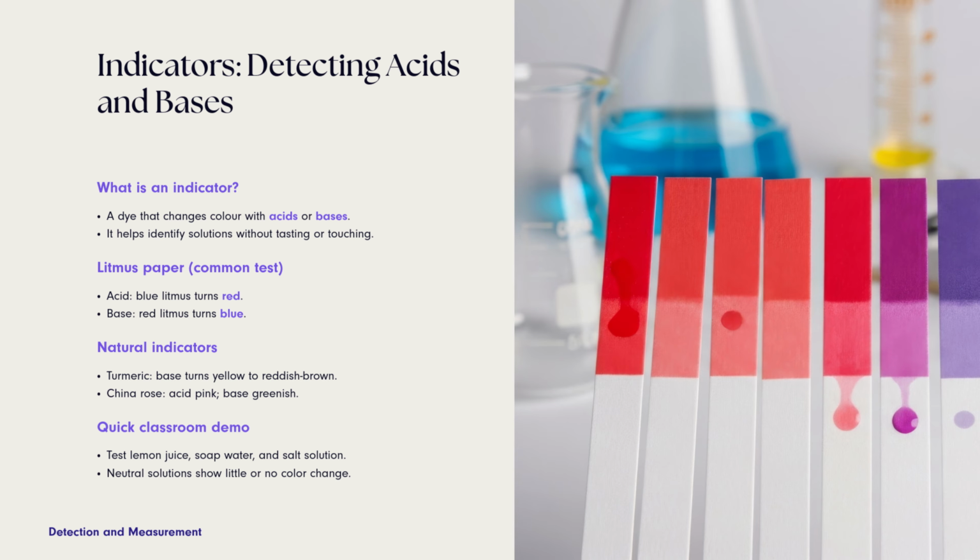Indicators: detecting acid and base. What is an indicator? A dye that changes color with acid or bases. It helps identify a solution without tasting or touching, which is very important. Litmus paper. It is a common test. In acid, blue litmus turns red, and in bases, red litmus turns blue. Natural indicators: turmeric and China rose are examples of some natural indicators.